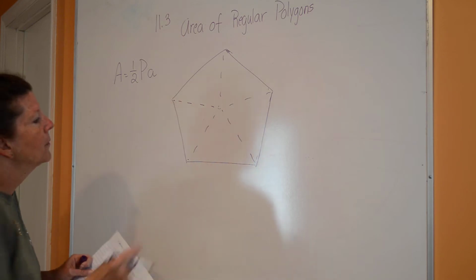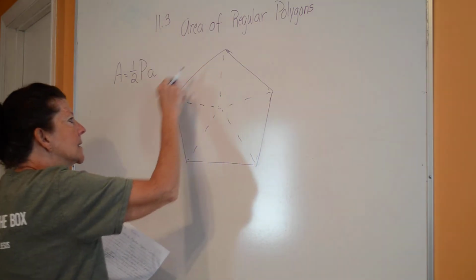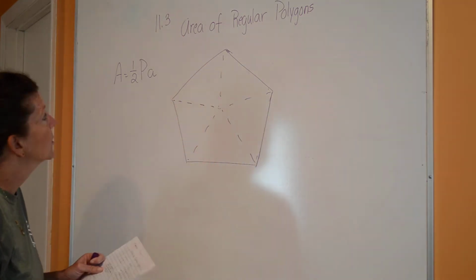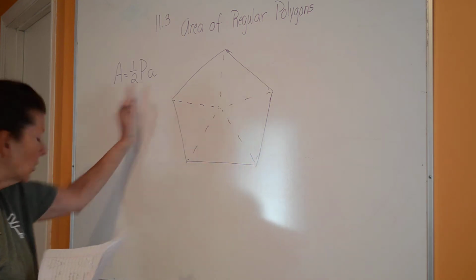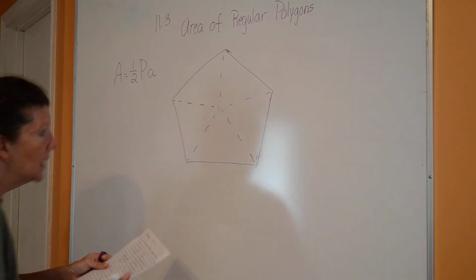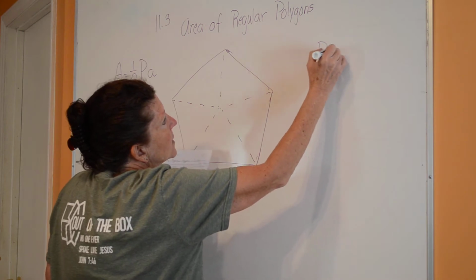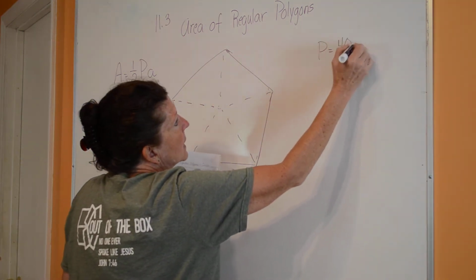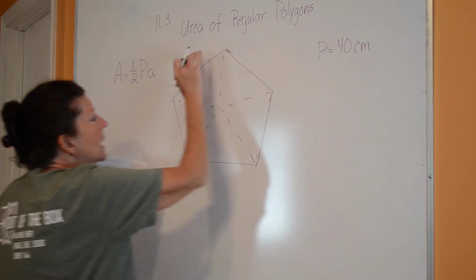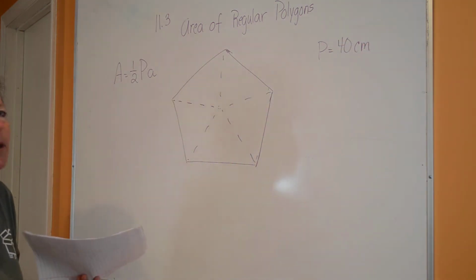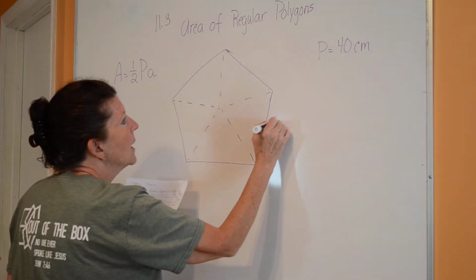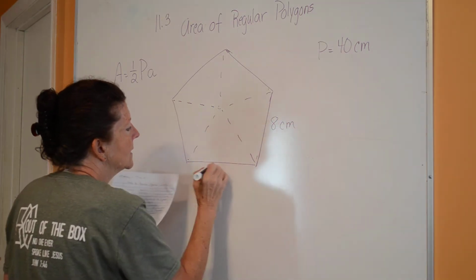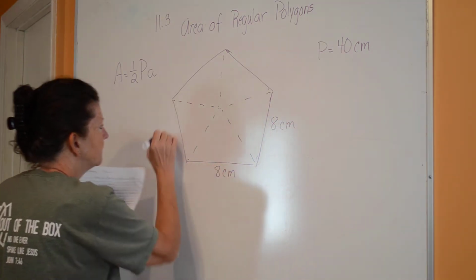Well, you know what the perimeter is. The perimeter is the distance around something. Typically they're going to give you the perimeter, like for instance on this first problem, they tell me the perimeter of this regular pentagon is 40 centimeters. So I can figure out what each of those sides are by taking the 40 and dividing it by 5, and I find out that each side is 8 centimeters.